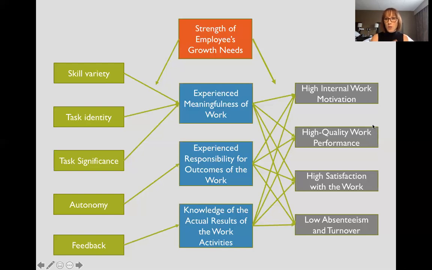High internal work motivation, which we'll get to in a little bit with intrinsic motivation, but this is basically high levels of motivation, high quality performance, high satisfaction, low absenteeism, and turnover. So in short, if we have jobs that have great skill variety, task identity, task significance, autonomy, and feedback, then employees are going to experience these critical psychological states that lead to these desirable outcomes. These are things that we want in an organization.